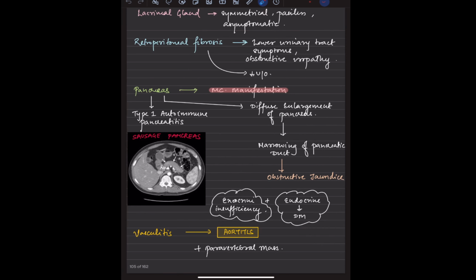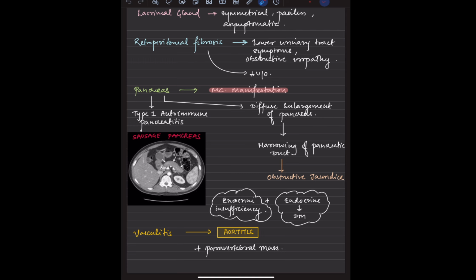Okay, so now when it comes to the lacrimal gland, it is symmetrical again, but it is painless, okay, and it is asymptomatic. Then retroperitoneal fibrosis, okay, so there would be lower urinary tract symptoms because of the obstructive feature, okay, and there will be obstructive uropathy, and there will of course be a decrease in the urine output, and this is also subacute only. It is not an acute retention of urine.